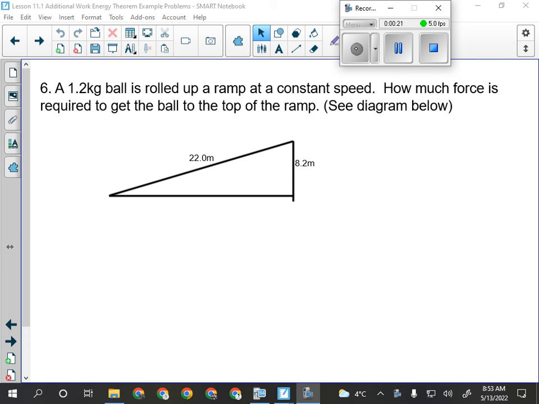Are we gonna learn any more formulas? We will be using the formulas we have, m times g times h and 1/2 mv squared, in different arrangements, but not necessarily new formulas. No. Okay.